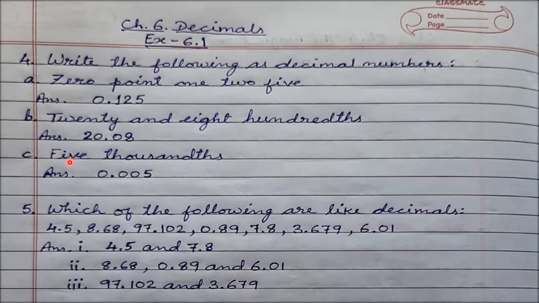Number C, 5 thousandths. Directly you have 5 thousandths. So there is nothing in the whole number part. So 0 point, and on the fractional side, that means the decimal side, 5 in the thousandths place. As I said, after the point: tenths, hundredths, thousandths. So 5 is in the thousandths place. So this will be called 0.005 or 5 thousandths.